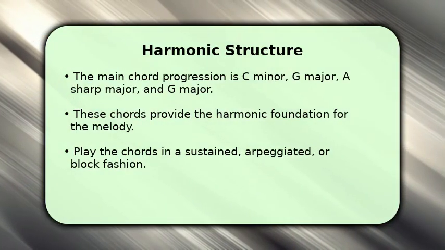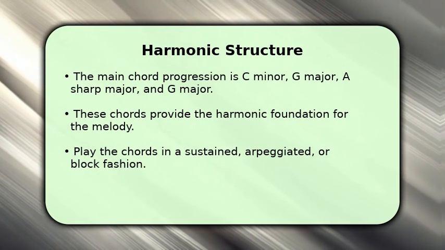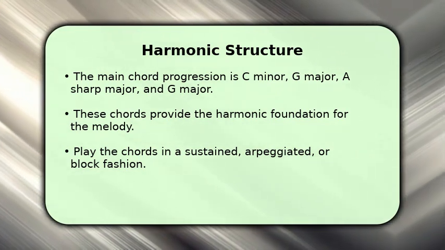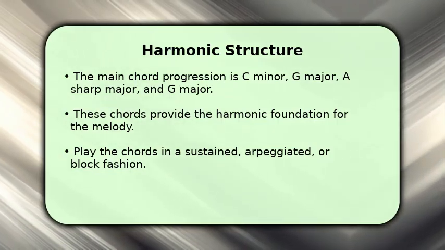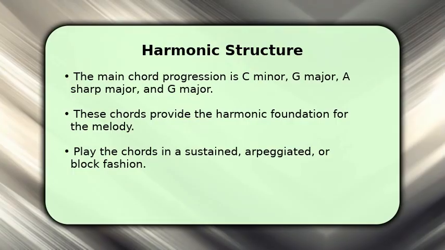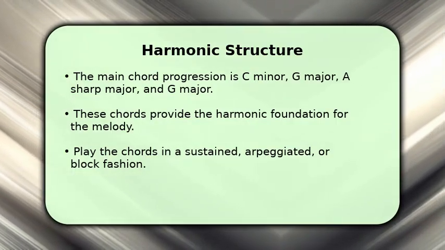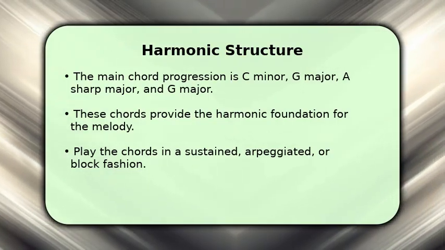Beyond the bass line, the harmonic structure is crucial. The primary chord progression is C minor, G major, A sharp major, and G major. These chords underpin the entire track, providing a rich backdrop for the melody. You can play them as sustained pads, arpeggiated figures, or block chords. Exploring different voicings will help you find the perfect texture to complement the iconic synth sounds.